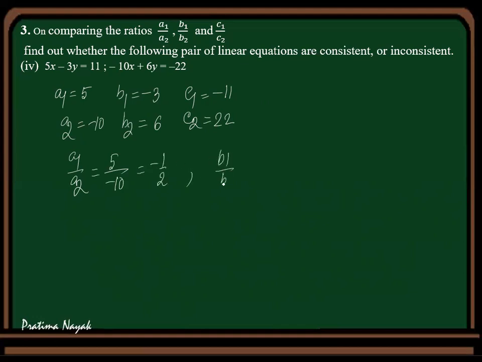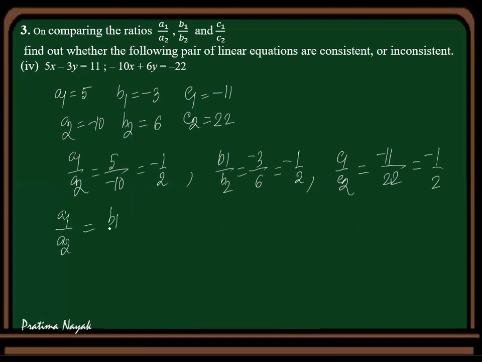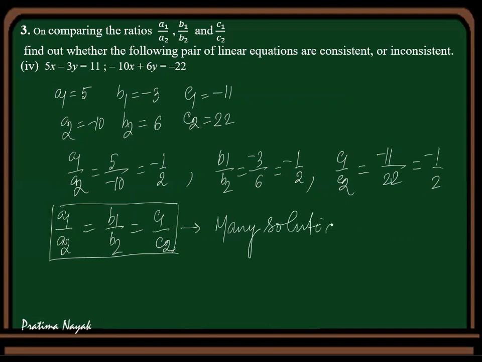B1 upon B2 is equal to minus 3 by minus 6. Again minus half. So they are equal. Now coming to C1 by C2, it will be minus 11 by 22. Again this will be minus half. So all are equal to each other. A1 by A2 is equal to B1 by B2 is equal to C1 by C2. So when all three are equal, we say many solutions, infinitely many solutions.